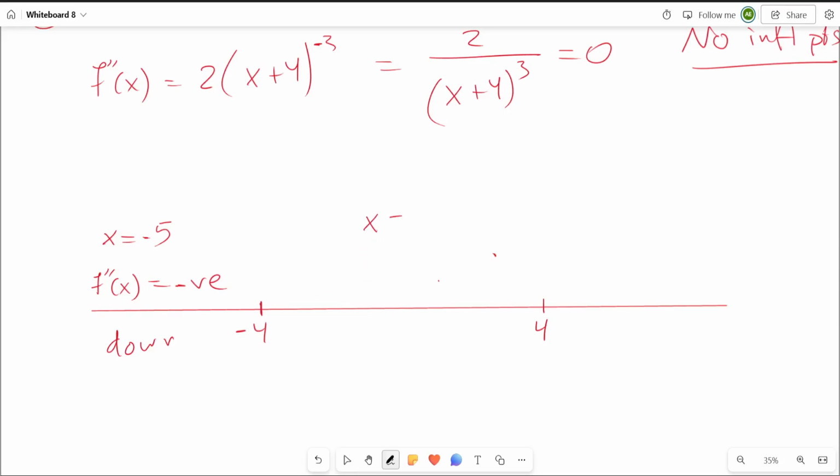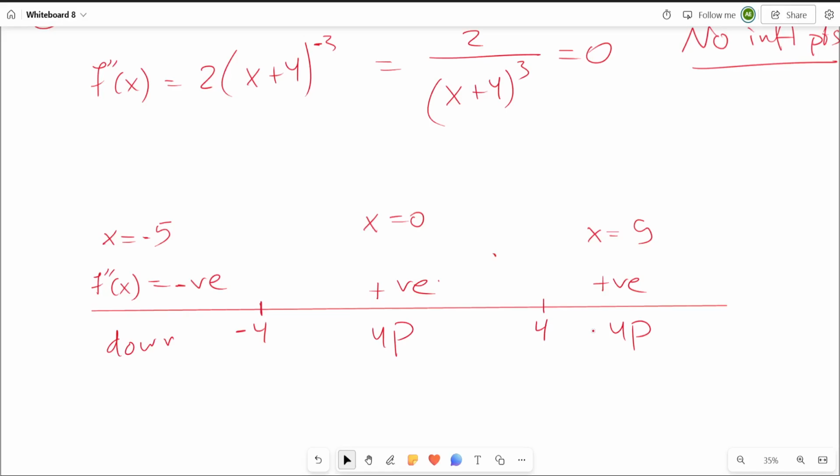Let's take x equals 0 here. So 0 plus 4 is 4. 4 power 3, that's positive. 2 divided by a positive thing is going to be a positive value. So this is concave up. Again, if I took x equals 5 over here, 5 plus 4 is positive, power 3 positive. 2 over that is going to give me a positive value. So it's a concave up part of the graph.